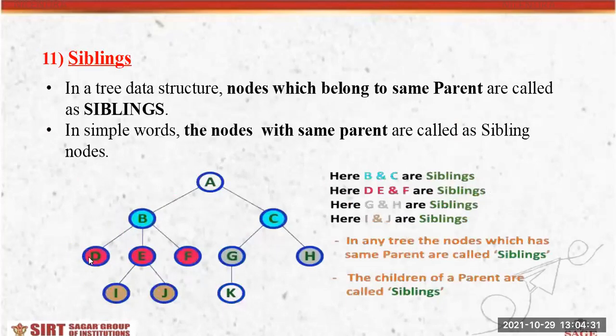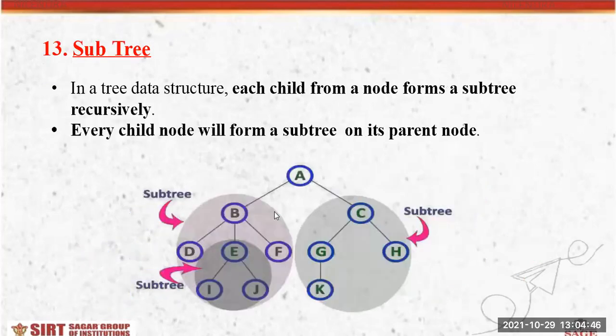Siblings, the nodes which belong to the same parent, we call them siblings. So D, E, F are siblings, G and H are siblings, I and J are siblings, B and C are siblings. Now what is a subtree? Basically this is a complete tree, and if we divide that complete tree into two different parts, the first part is this, the second part is this. Once we start from B and once we start from C, this will be your subtree inside this complete tree.